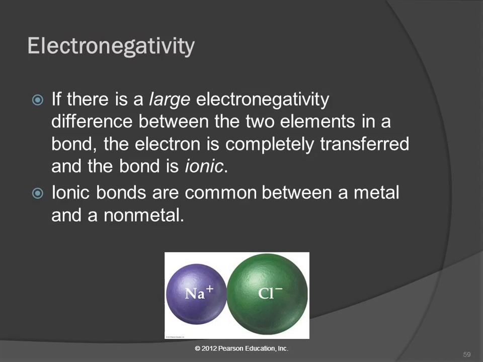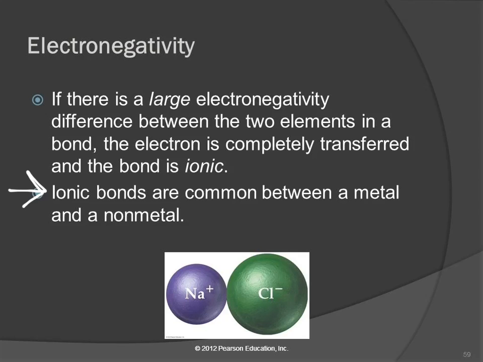If the difference in electronegativities between the two elements is really big, it's actually an ionic bond, and there's a complete transfer. So what do we mean by really big? Well, we'll look at that in a minute. But this is what you should remember.